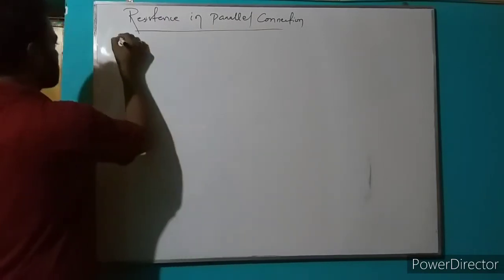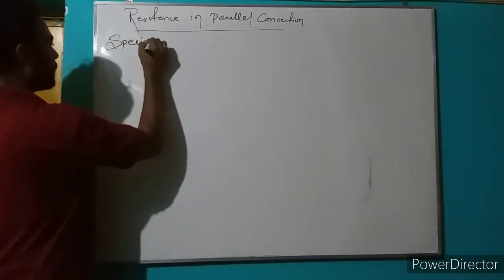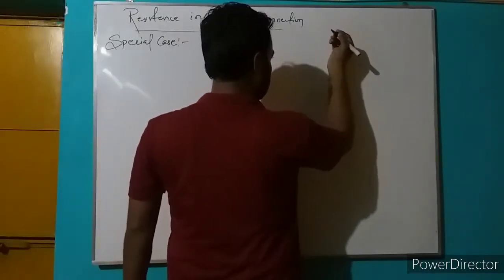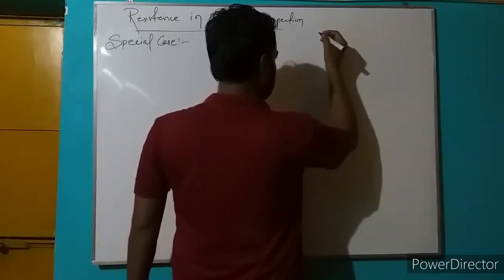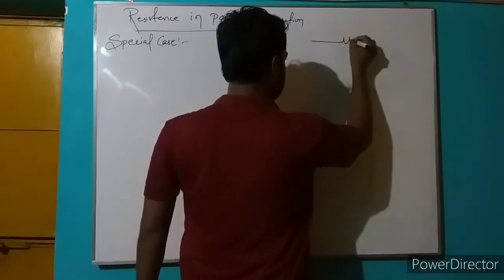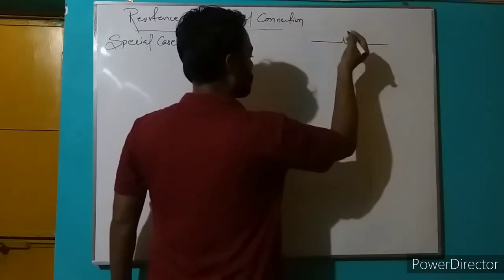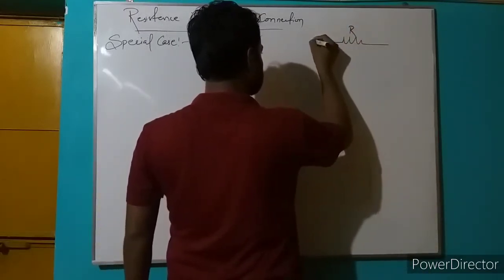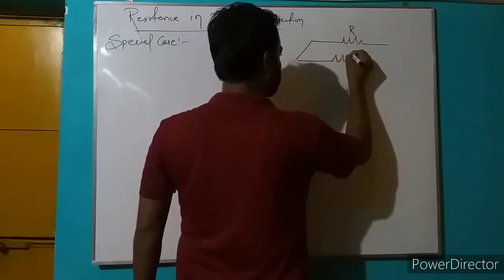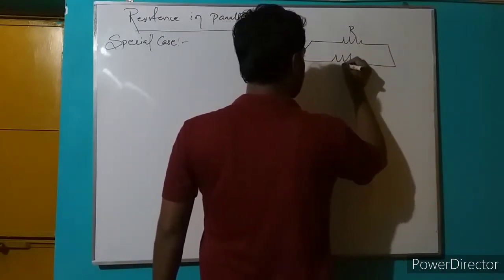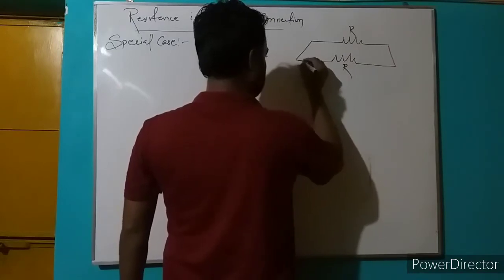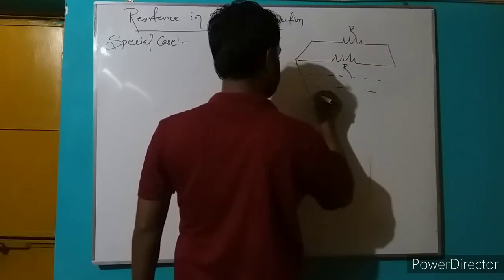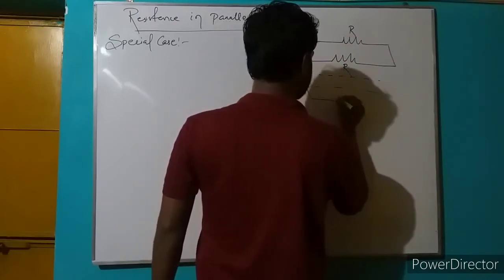Now, special case. Here there are n number of resistors whose resistances remain the same, that is R. The second resistor also has resistance R. Similarly, here there are n number of resistors.